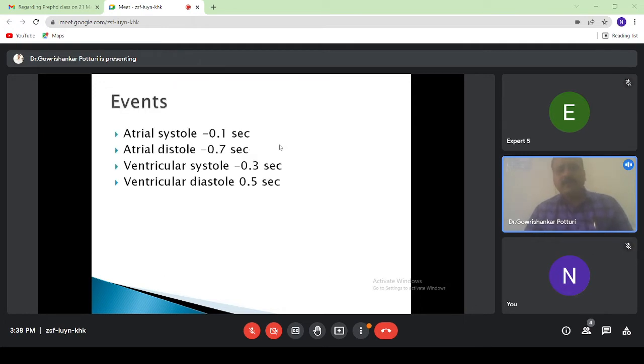Now, when we put the events in the form of electrical events, we have four events: atrial systole, which is for 0.1 second, atrial diastole 0.7 second, ventricular systole 0.3 seconds, and ventricular diastole 0.5 seconds. Considering our heart rate to be 72, one cardiac cycle takes 0.8 seconds.